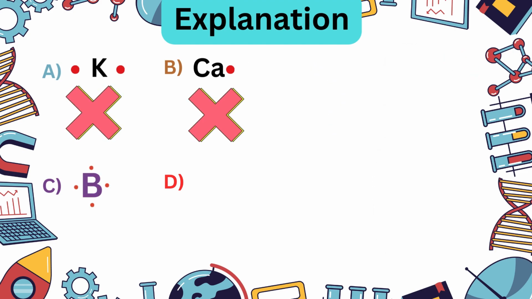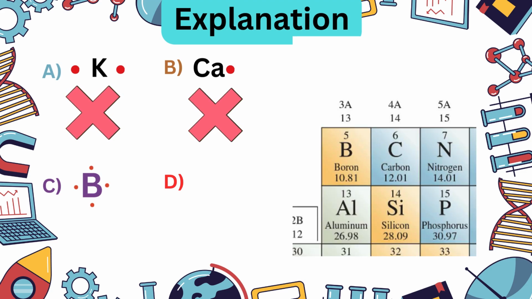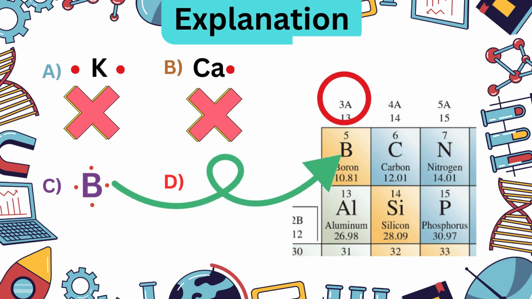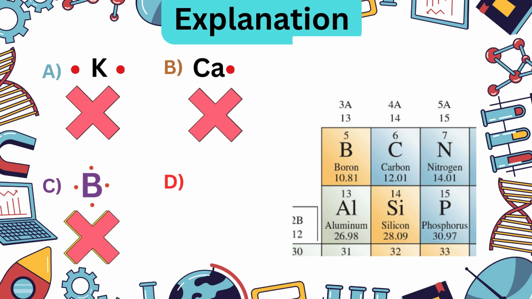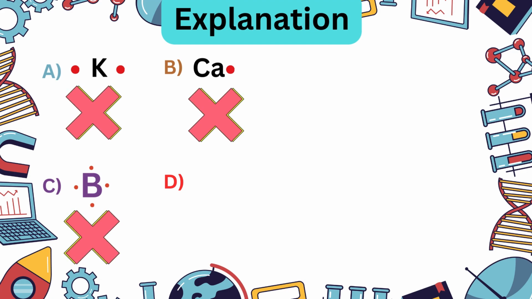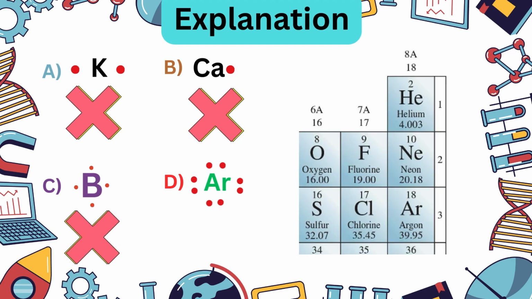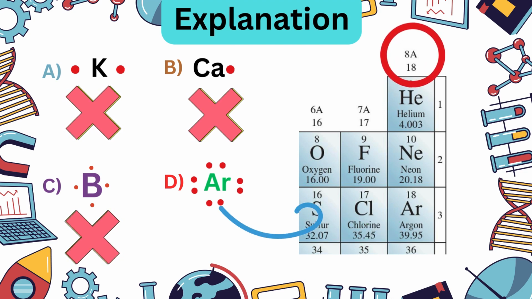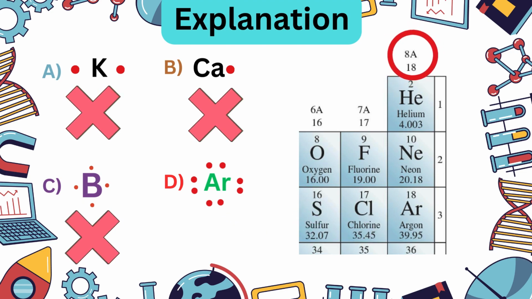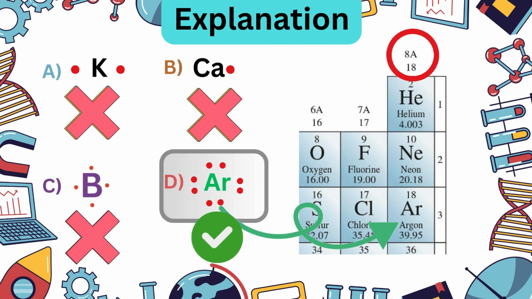Option C is boron with 4 dots, meaning 4 valence electrons, but if you see the periodic table, boron belongs to group 3, so it should have 3 valence electrons, so this option is also wrong. And if you see the remaining option, which is option D, it is argon with 8 dots, means 8 valence electrons, and if you see the periodic table, argon belongs to group 8, so it should have 8 valence electrons, so this option is right, and this is the answer.